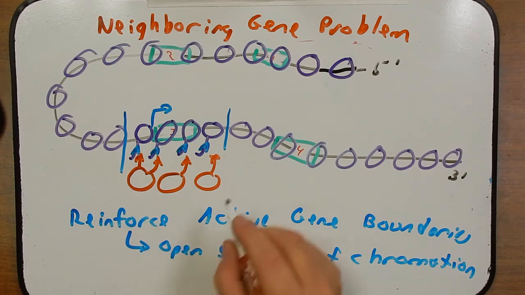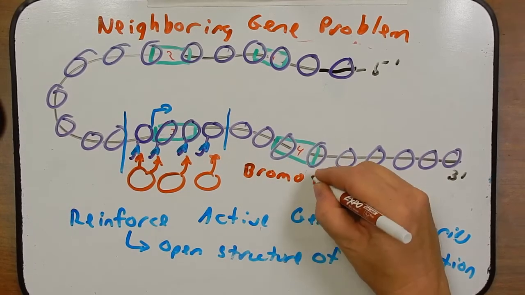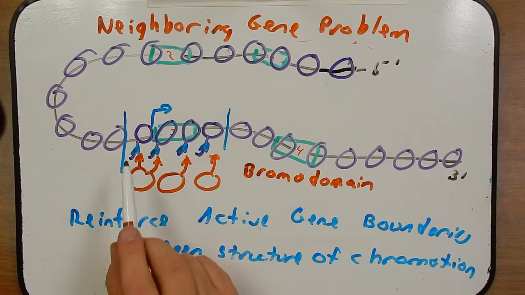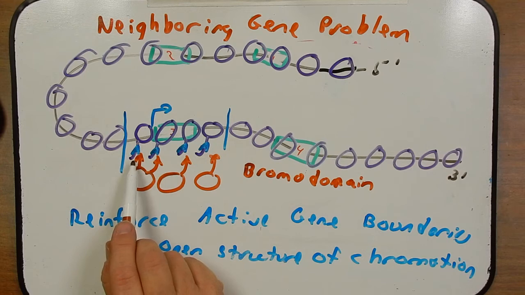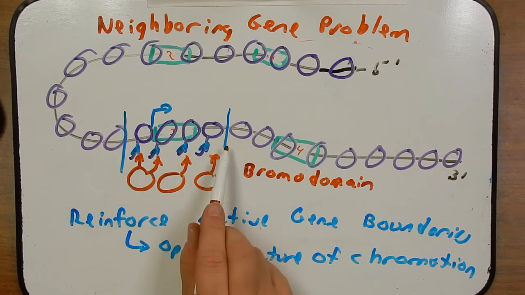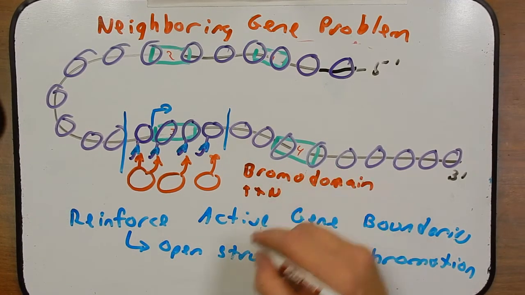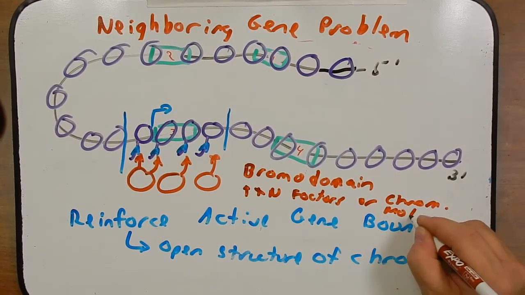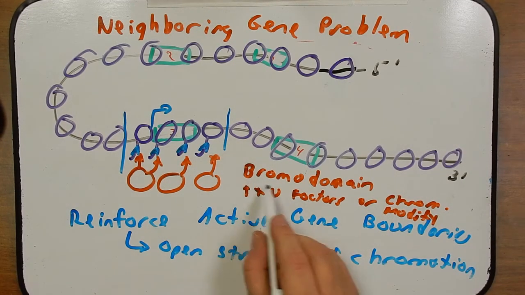These proteins have a domain in them, and you need to know this domain. The domain is called a bromodomain. These bromodomains help reinforce this active gene boundary by saying only these genes are being turned on, and more importantly, or at least equally importantly, they bring in protein components necessary for transcription. One of these, or several of these, would be transcription factors or chromatin modifying proteins.